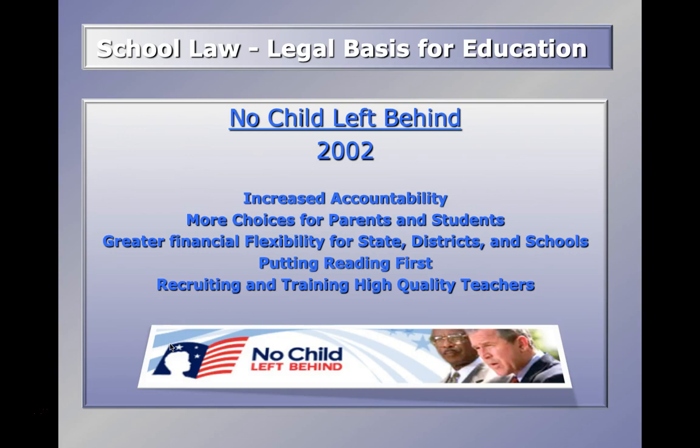There were greater financial flexibilities in how states and districts and schools put their limits on their money. They gave them more flexibility, and then putting reading first as one of the major focuses. They wanted all kids to be able to read by the end of elementary school. And then what affected you the most was recruiting and training of high quality teachers in every classroom. And so you went to more testing of our educational candidates and higher qualifications for those that became teachers. So it did affect what you're doing in higher ed and for certification purposes.